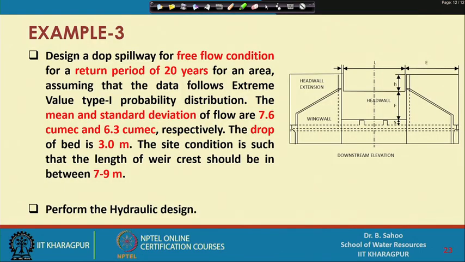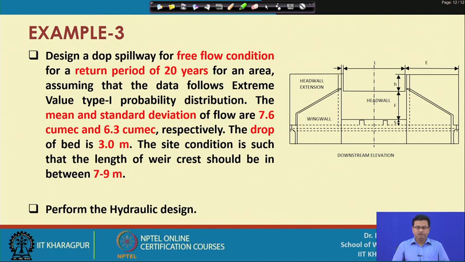Now, coming to the third example, this is again slightly different from the previous two examples. So, here you have to design the drop spillway considering the frequency analysis by using the probability distribution functions. The question is that design a drop spillway for free flow condition for a return period of 20 years for an area, assuming that the data follows extreme value type 1 probability distribution. The extreme value type 1 probability distribution is nothing but your Gumbel distribution.